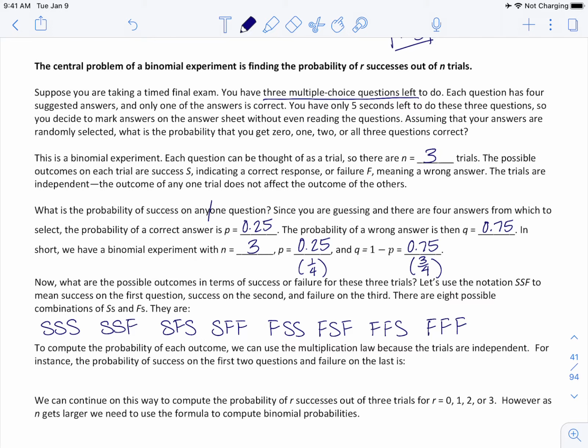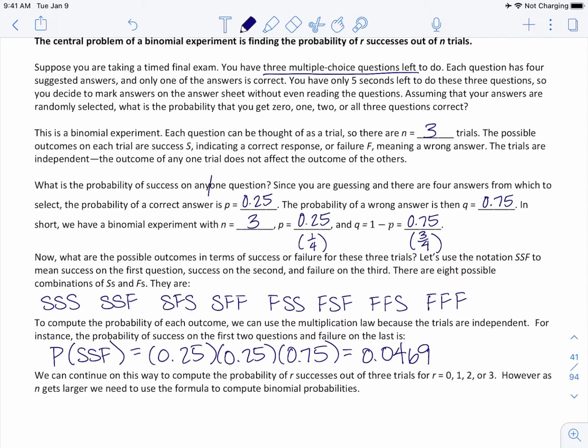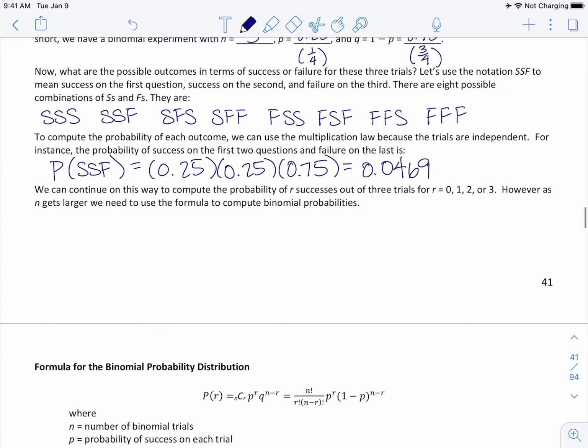To compute the probability of each outcome, we can use the multiplication law because the trials are independent. For instance, the probability of success on the first two questions and failure on the last is, so I want the probability of success, success, failure. We can do 0.25 times 0.25 times 0.75, and this gives us 0.0469. We can continue on this way to compute the probability of R successes out of 3 trials for R equals 0, 1, 2, or 3.